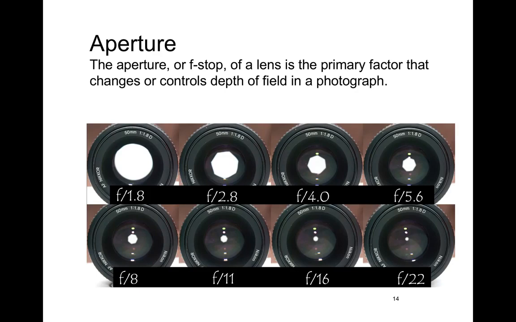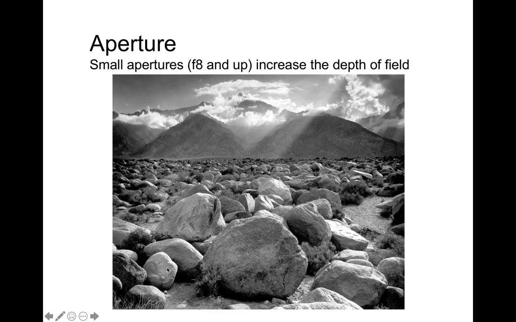The aperture, or the f-stop of a lens, is the primary factor that controls depth of field. So a very wide aperture, f1.8, will actually give you very shallow depth of field. A very small one, such as f22, is going to make a deeper depth of field. And if you're in between at f8, it's going to be medium. So small apertures, f8 and up, will give you greater depth of field.